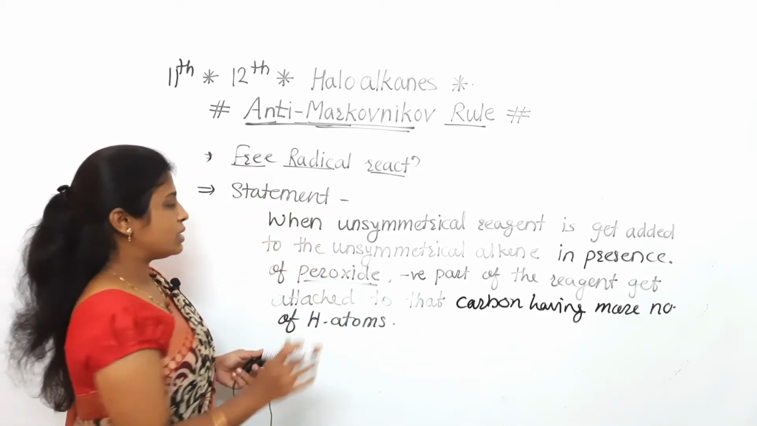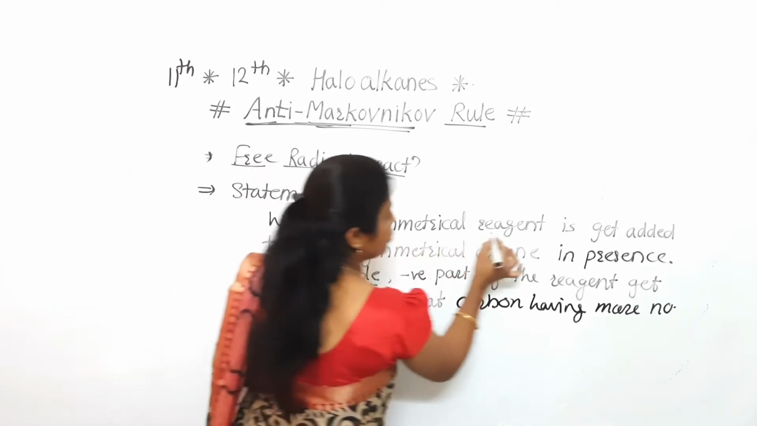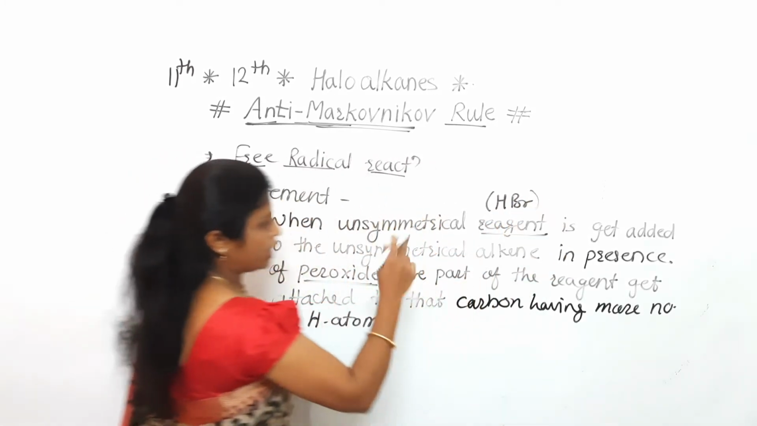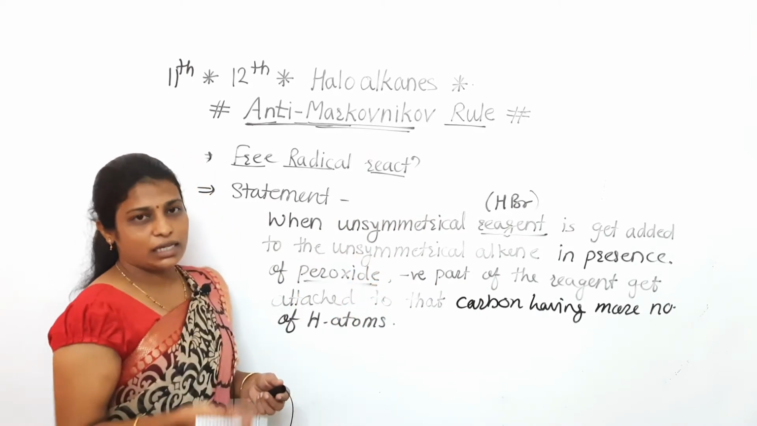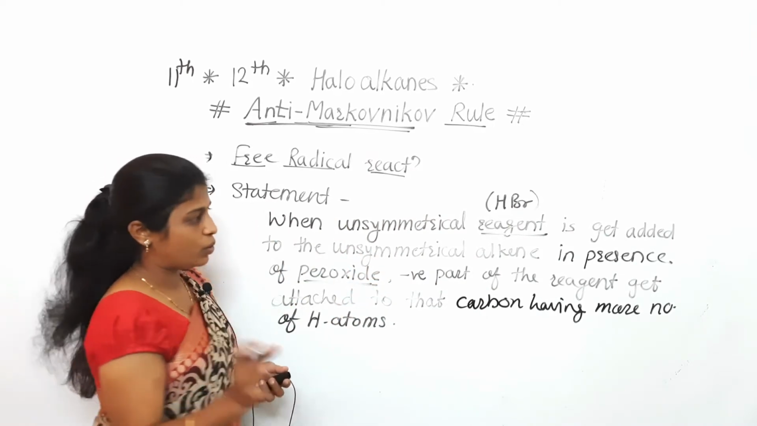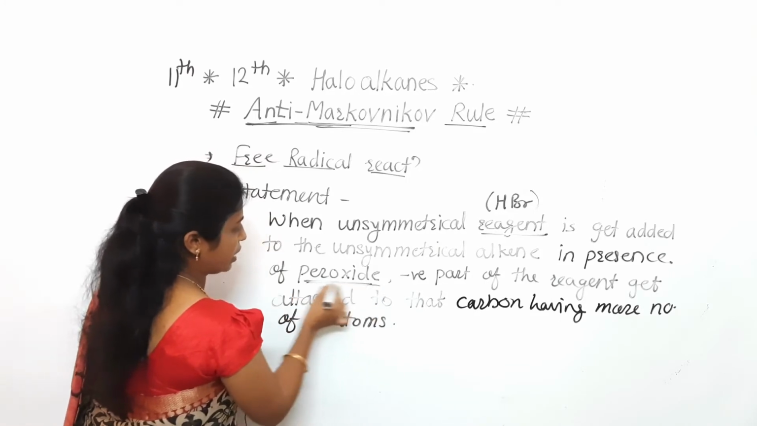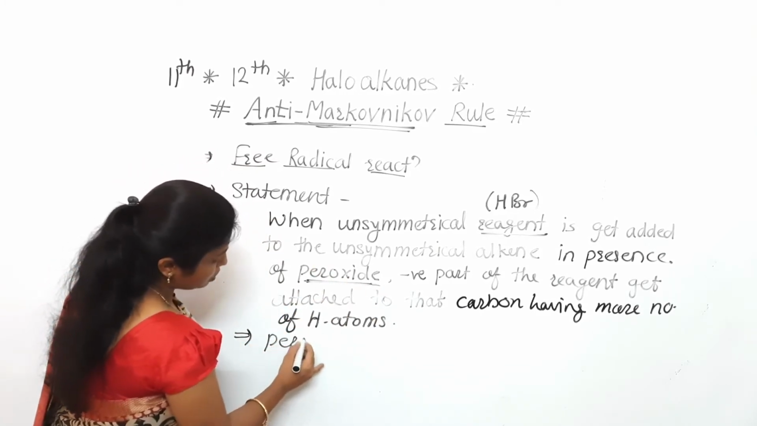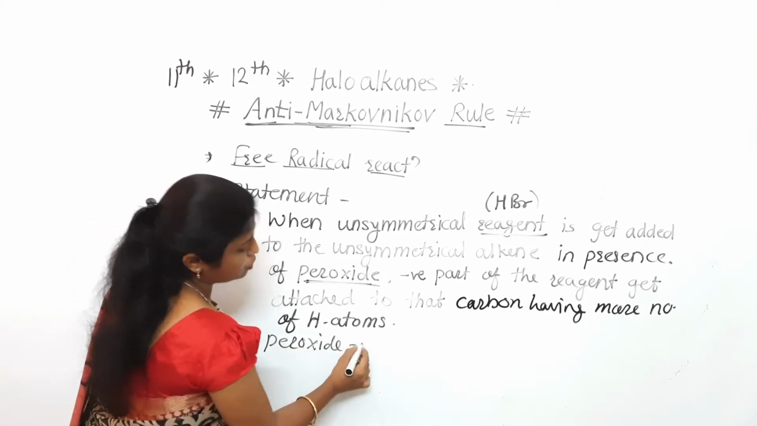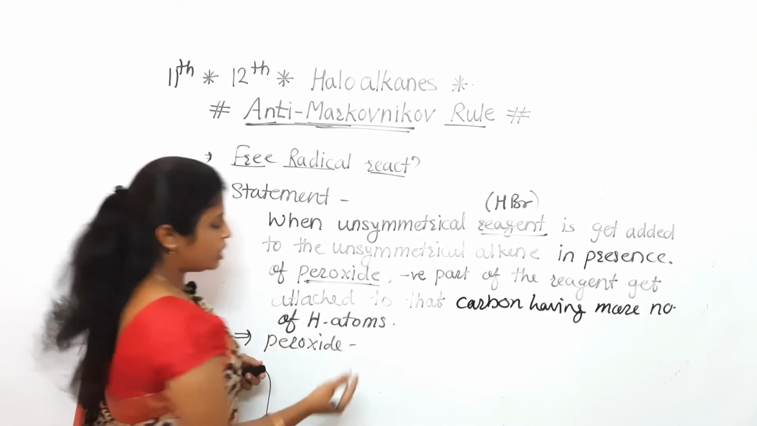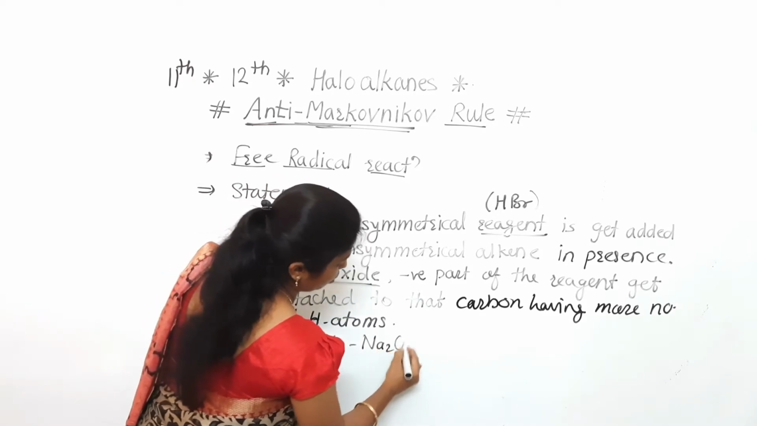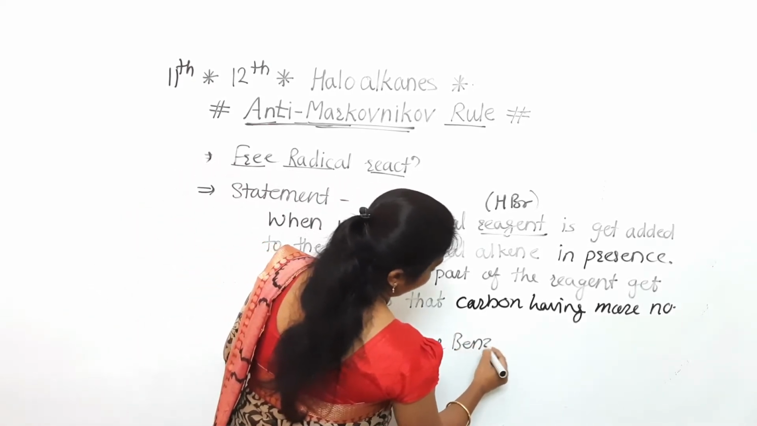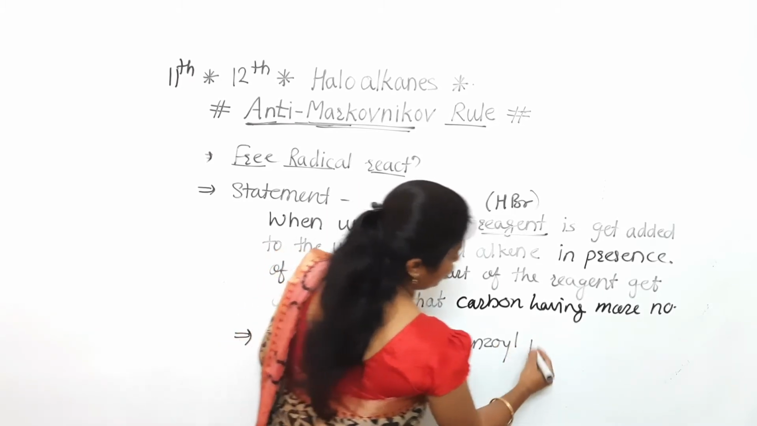What is the statement? See, listen carefully. When an unsymmetrical reagent, for example here we are using only HBr, is added to an unsymmetrical alkene, as we have discussed 1-propene, in the presence of peroxide. Now which type of peroxide can be used? Sometimes only the word peroxide will be written, otherwise they will give us sodium peroxide, meaning Na2O2, or benzoyl peroxide. What is that? Benzoyl peroxide.